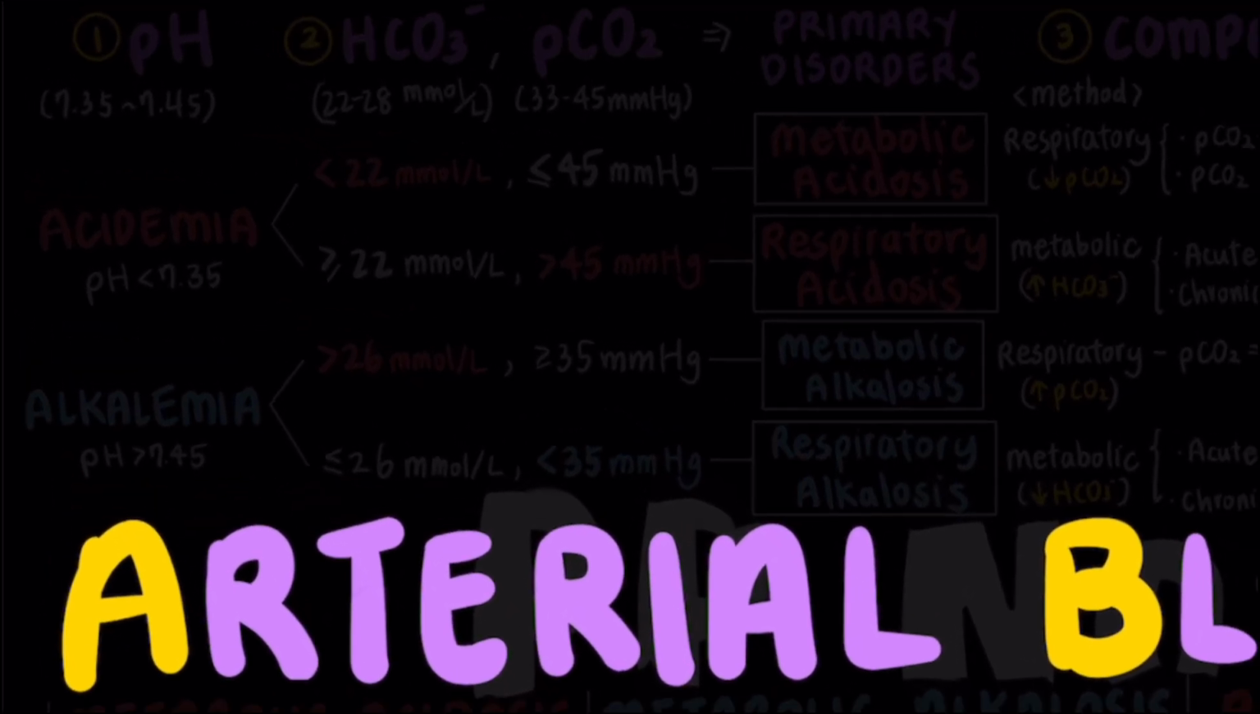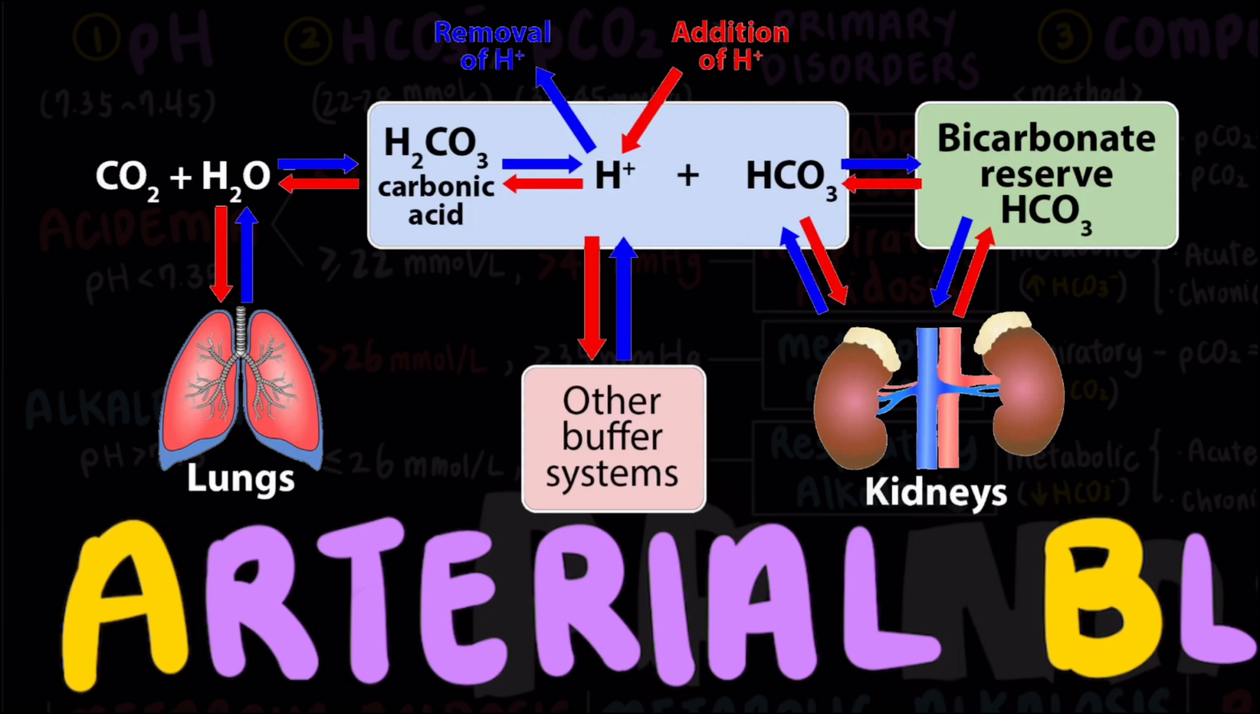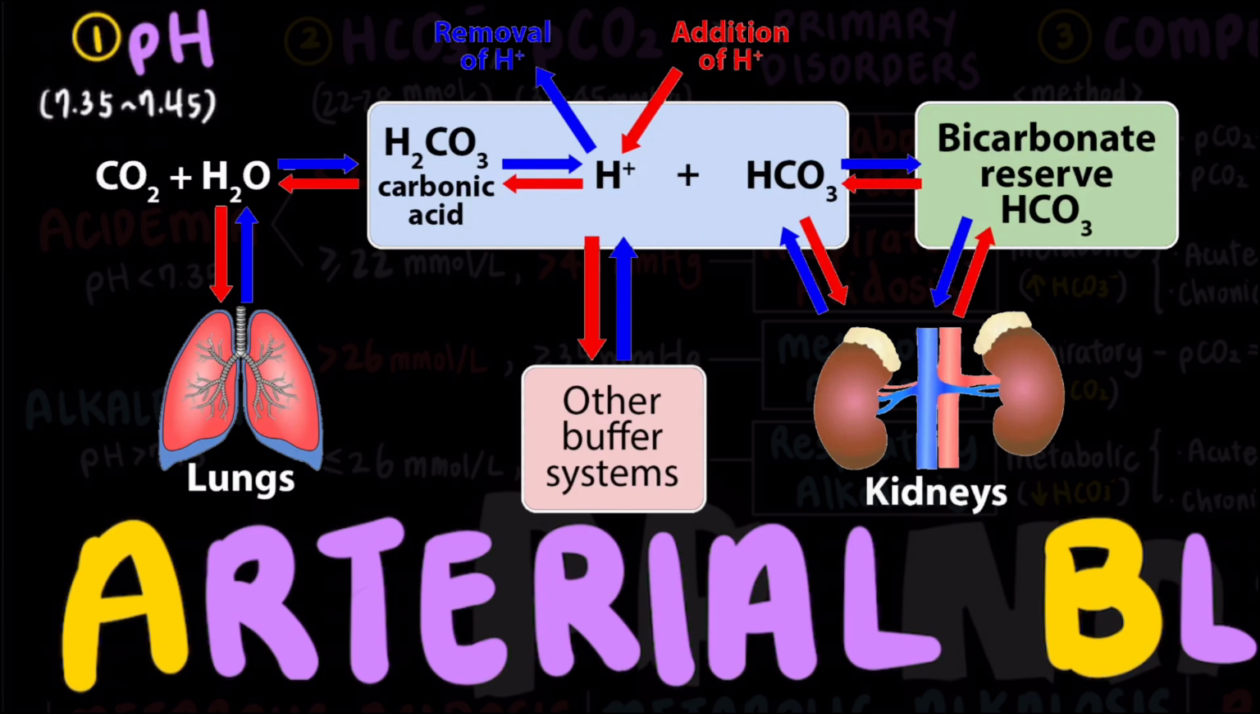Before we jump into ABG interpretation, let's take a quick moment to understand how our body maintains acid-base balance. Our body tries to keep pH within a very narrow range, typically between 7.35 and 7.45, and it does this primarily through the bicarbonate buffer system. In this system, carbon dioxide combines with water to form carbonic acid, which in turn breaks down into hydrogen ions and bicarbonate. This reaction is completely reversible, so the body can shift it back and forth to raise or lower the pH as needed.